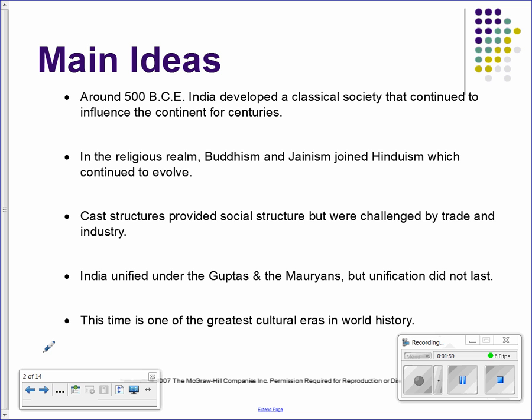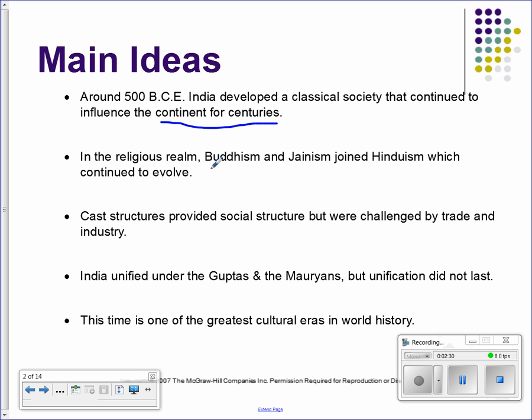So without further ado, there are a couple of main ideas to keep in mind as we move through the PowerPoint. And that is that starting with around 500 BCE, India develops this classical society, and it has political, religious, and social features that continue to influence the subcontinent for centuries. So very similar to China in that you've got a lot of foundational principles here.